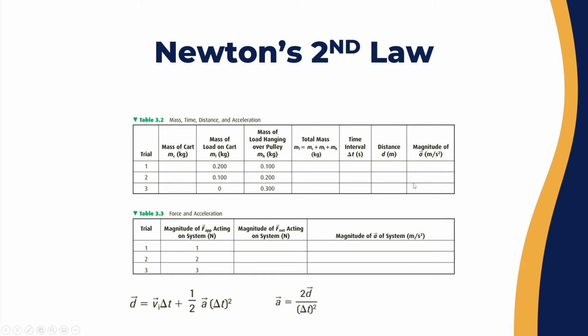How do you find acceleration? Using this equation. You remember this equation of motion, d equals v times delta t plus 1/2 times a times delta t squared. a can be represented as equal to 2d over delta t squared. In this case, you start to come up with some relation between stuff.